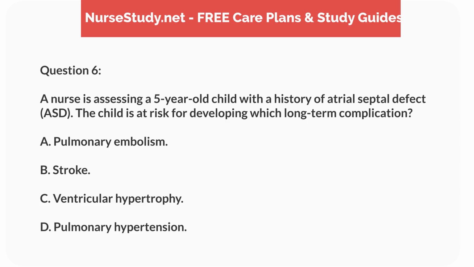Question 6. A nurse is assessing a 5-year-old child with a history of atrial septal defect, ASD. The child is at risk for developing which long-term complication? A. Pulmonary embolism. B. Stroke. C. Ventricular hypertrophy. D. Pulmonary hypertension.